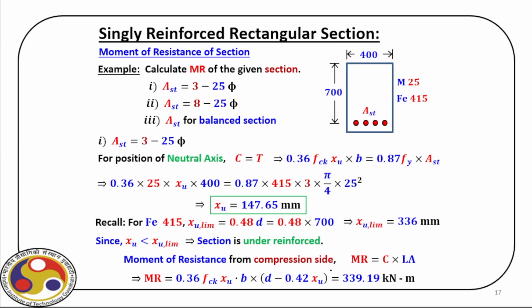In this problem, what again do we do? We start with the geometry of the section and the material property. So we have M25 concrete and Fe415 steel. The size of the beam is 400 by 700.